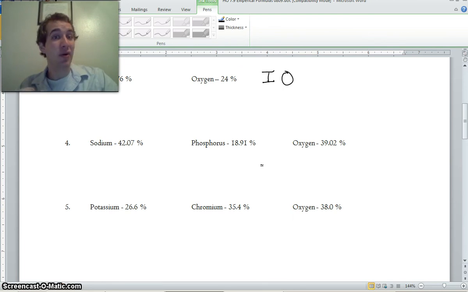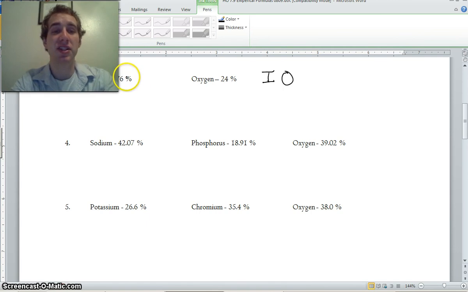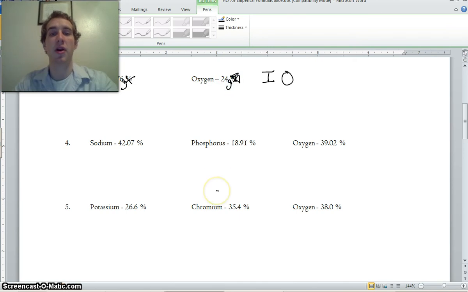Because what if we were to assume, okay, we measured out some of this compound with iodine and oxygen. Let's say we measured out exactly 100 grams. What would that mean for us? If we measured out exactly 100 grams, how many grams of it would be iodine? That's right. It'd be 76 grams. So the first step, easiest chemistry step ever. Percent to grams. All we gotta do is cross out the percent and put in our grams. So percent to mass, cross out the percent, put in grams.